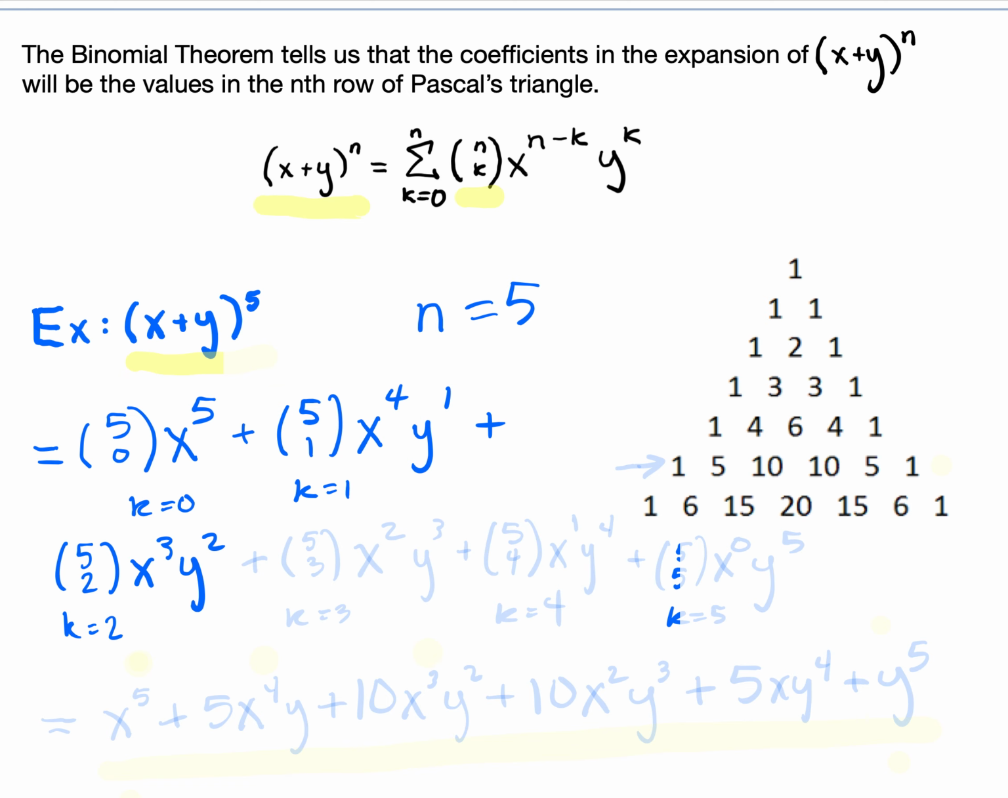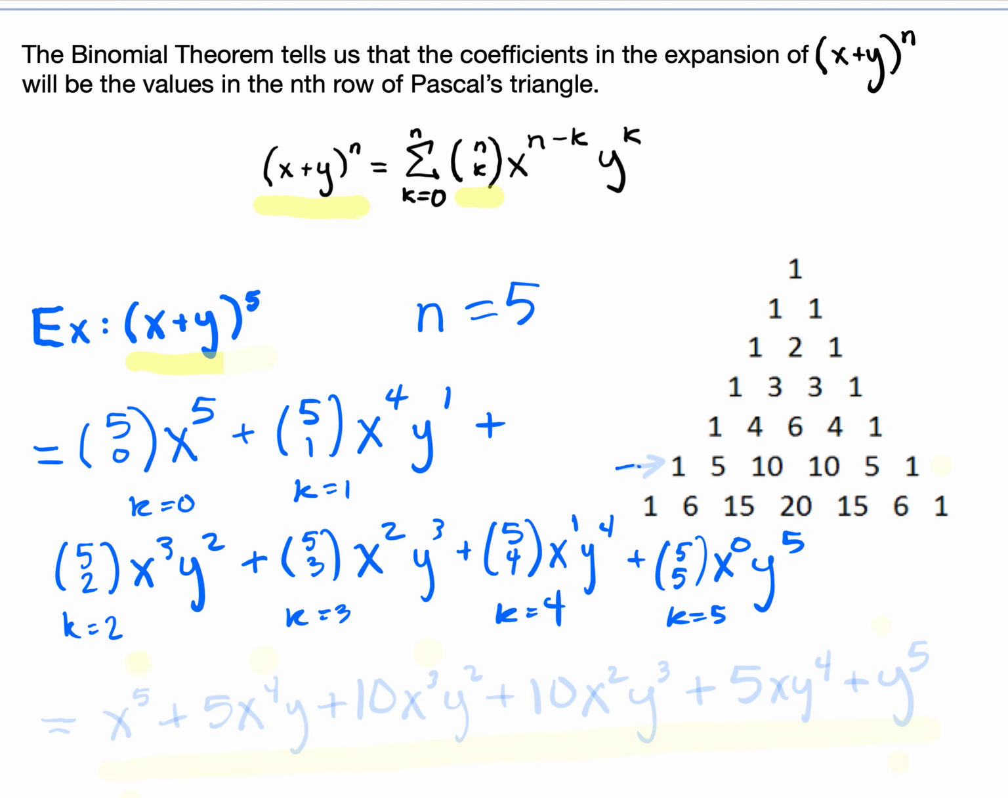plus the k equals 3 term is 5 choose 3 times x to the 5 minus 3 is 2, y to the 3rd power, plus 5 choose 4 times x to the 5 minus 4 is 1 times y to the fourth power, which is the k equals 4 term, plus 5 choose 5 for the k equals 5 term, times x to the 5 minus 5 is 0, y to the fifth power.